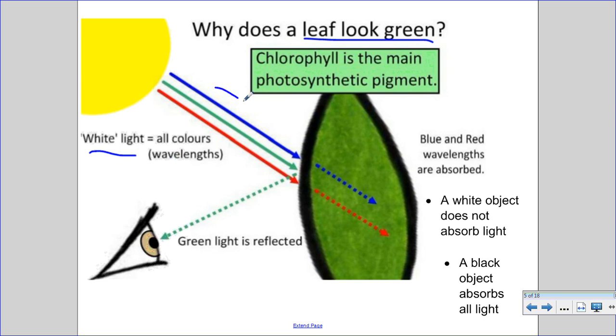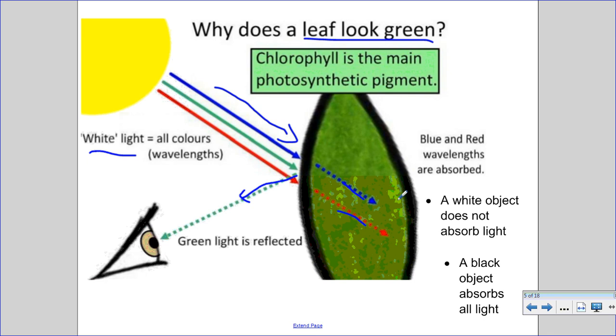As that light travels towards a plant, the plant will absorb the blue light and the red light, and that green light gets reflected from the plant. And that green light that gets reflected is basically what travels to our eyes in the color that we see. And this is why leaves or plants appear to have a green color.